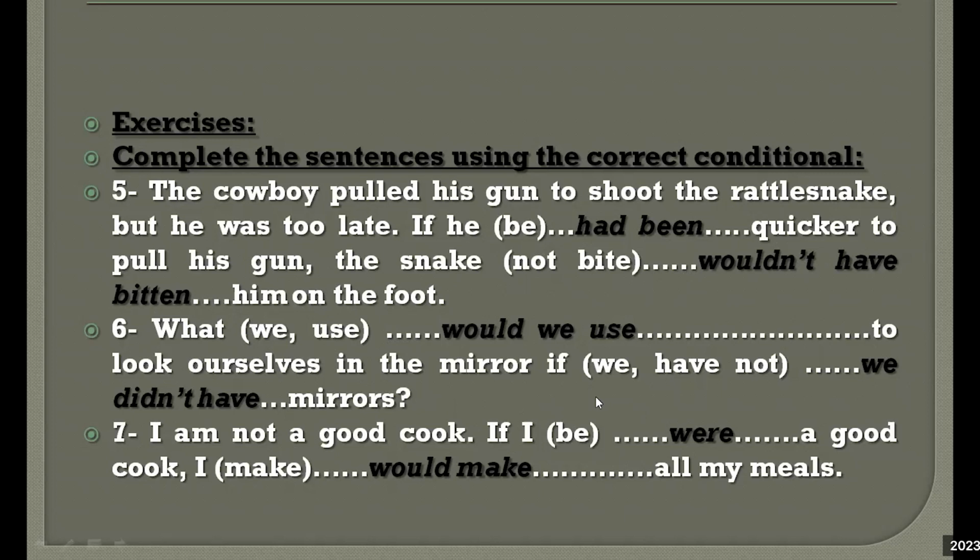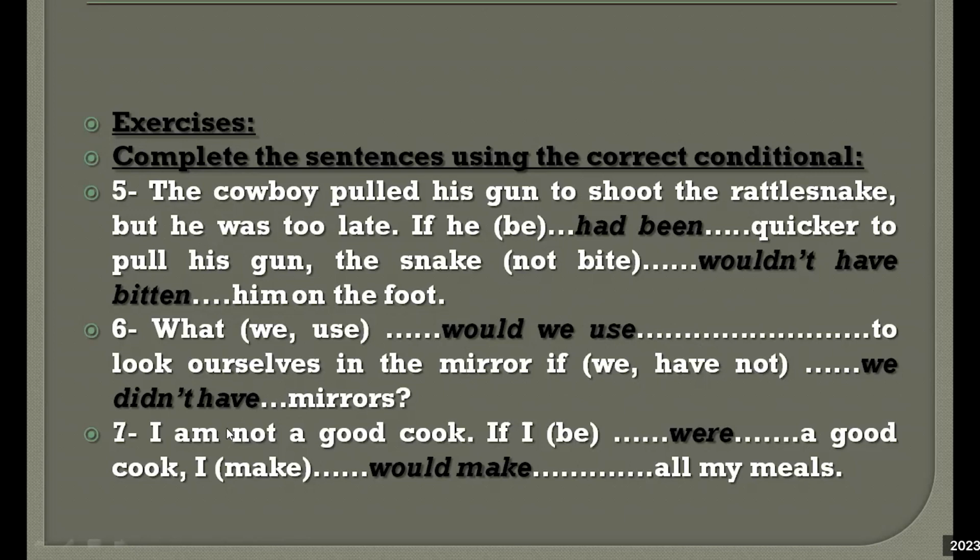Past. Okay. Now, this situation, that's the second conditional. Because we're asking ourselves about what life would be like if we didn't have mirrors. We already have mirrors. It's unlikely that the mirrors are going to disappear from the whole world. So it's a hypothetical situation. We're just imagining. So if you're imagining, talking about an unlikely situation, use the second conditional. So we say, what would we use? Why? Because it's a question. So you have to put the modal before the subject, not what we would use. What would we use? It's a question. What would we use to look ourselves in the mirror if we didn't have mirrors? So we use the past here in this situation.